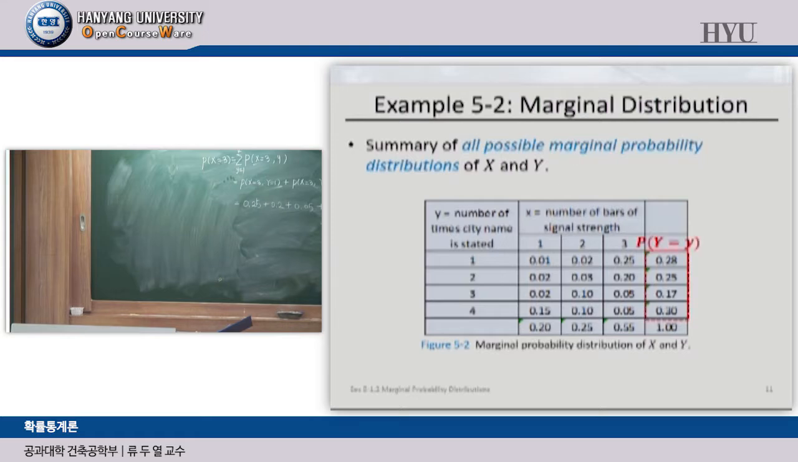But this column indicates the marginal probability distribution, okay? Marginal probability of y when y is equal to small y. For example, the marginal probability of y when y is equal to 1 should be the summation of this column, right? So this column indicates the marginal probability of y. And what about this? That is the marginal probability of x. So this is the marginal probability distribution table.